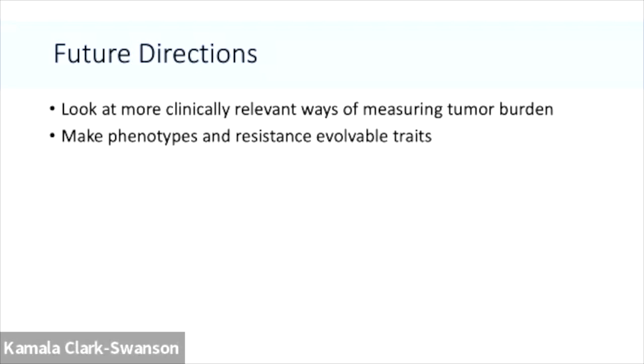But a more clinically relevant way of looking at it could be to look at something that would show up on imaging. So look at the density of the normal cells at some baseline level, and then see if there's more than some deviation above or below that in the tumor, then that would be a way of measuring the tumor burden. And another thing to look at is making the phenotypes and resistance evolvable traits rather than one phenotype or the other that you are stuck with from the beginning at the initiation of the system.